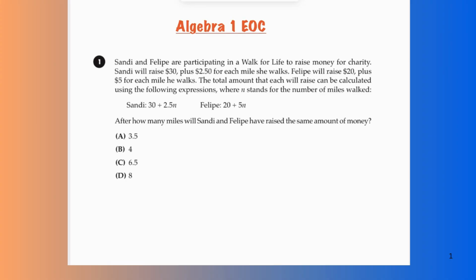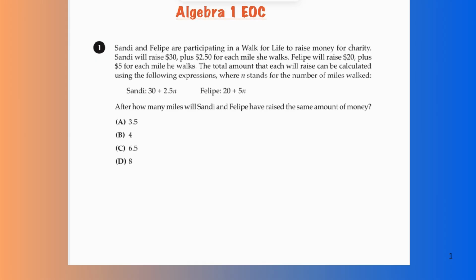Number 1 says Sandy and Felipe are participating in a walk for life to raise money for charity. Sandy will raise $30 plus $2.50 for each mile she walks. Felipe will raise $20 plus $5 for each mile he walks. The total amount that each will raise can be calculated using the following expressions, where N stands for the number of miles walked.